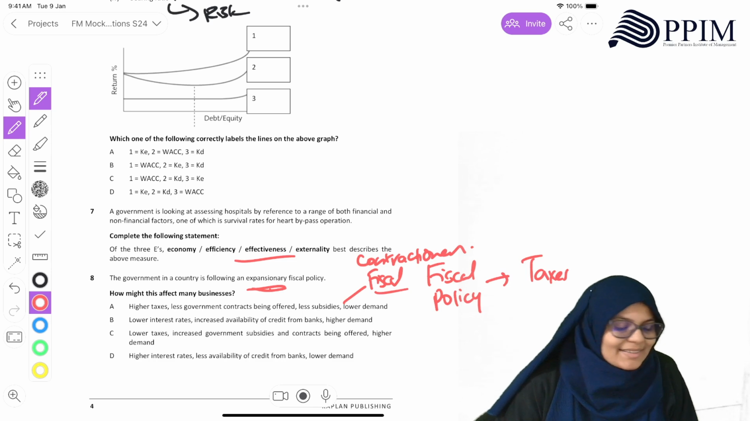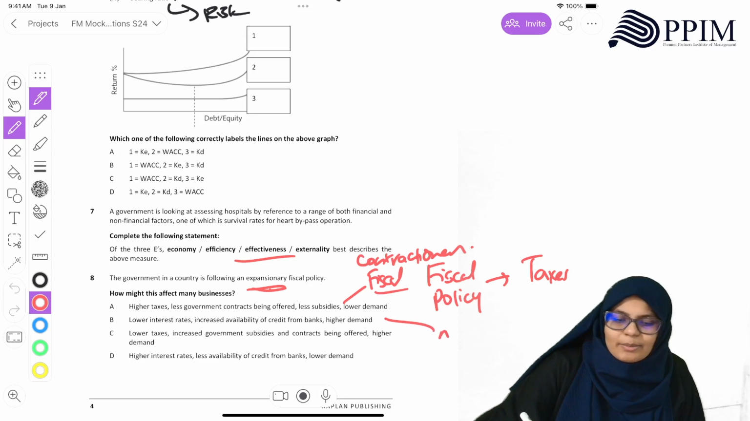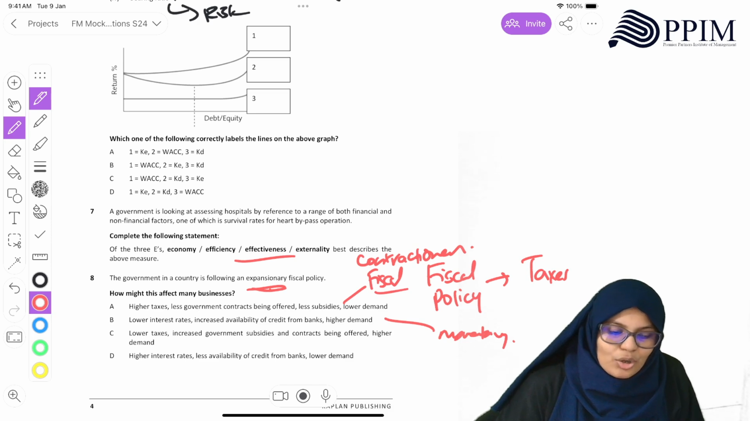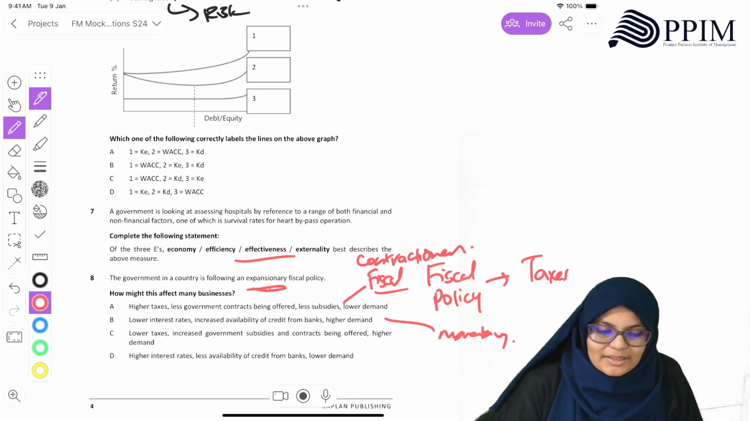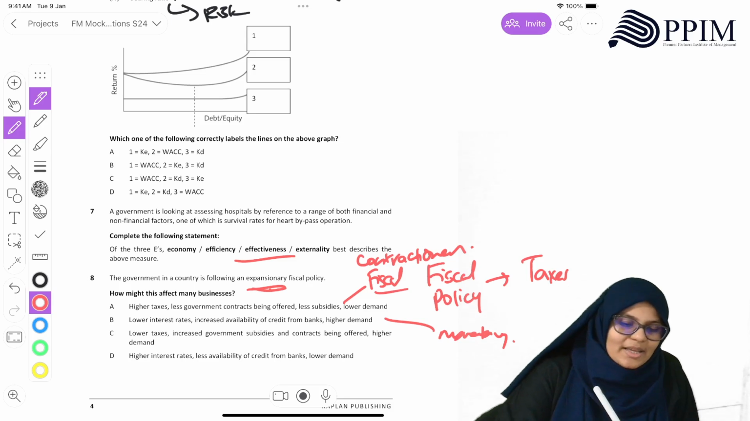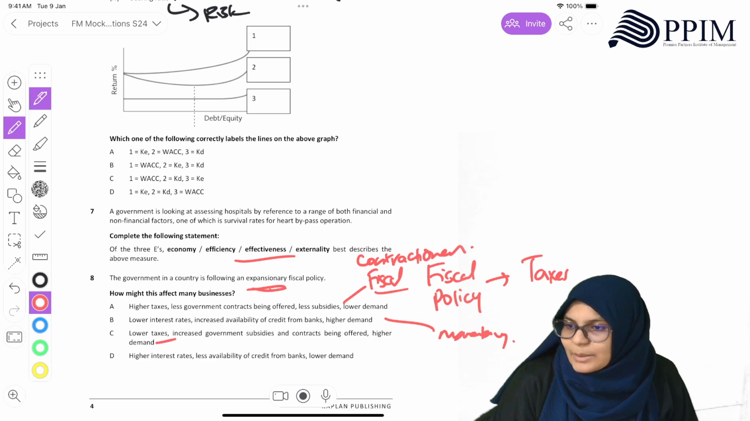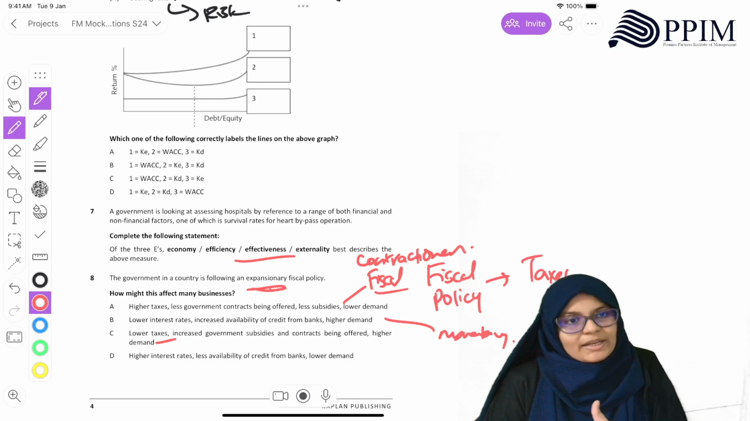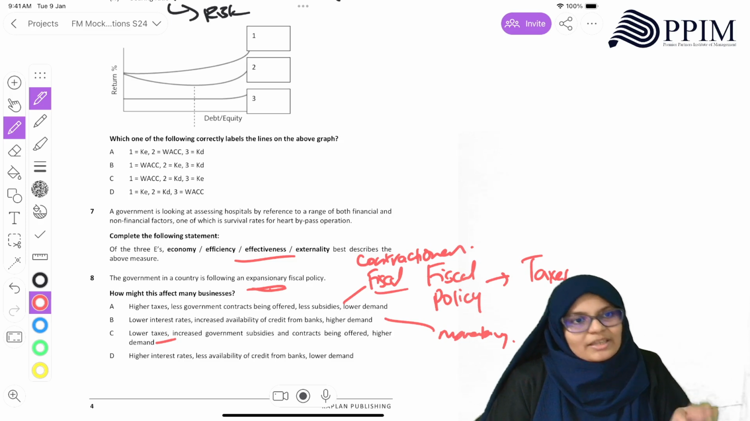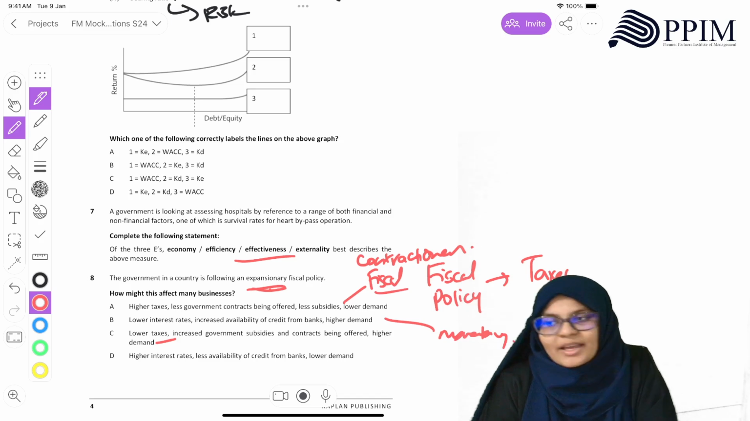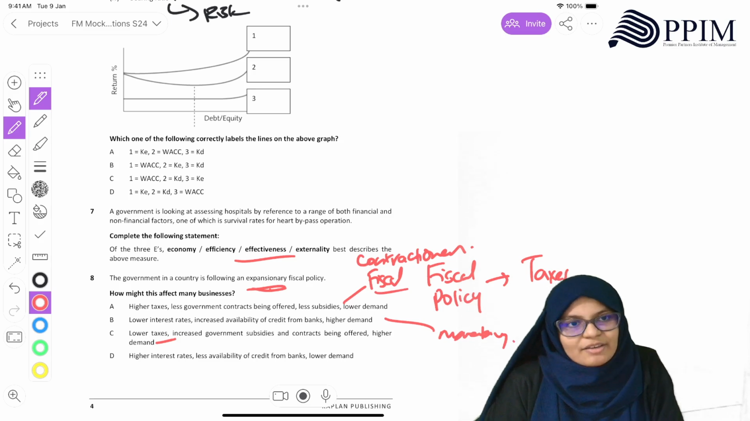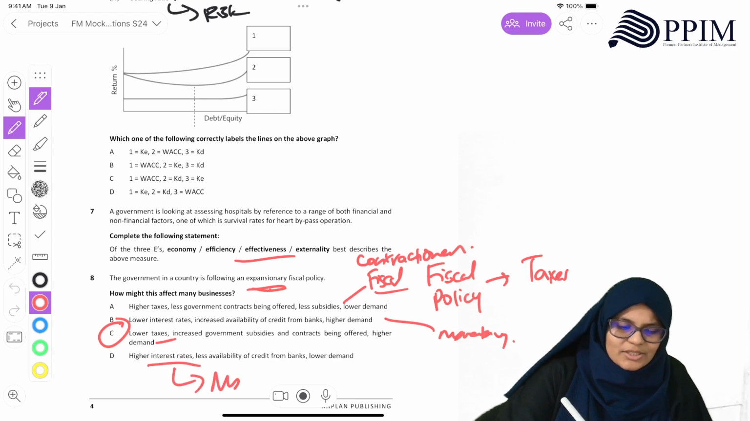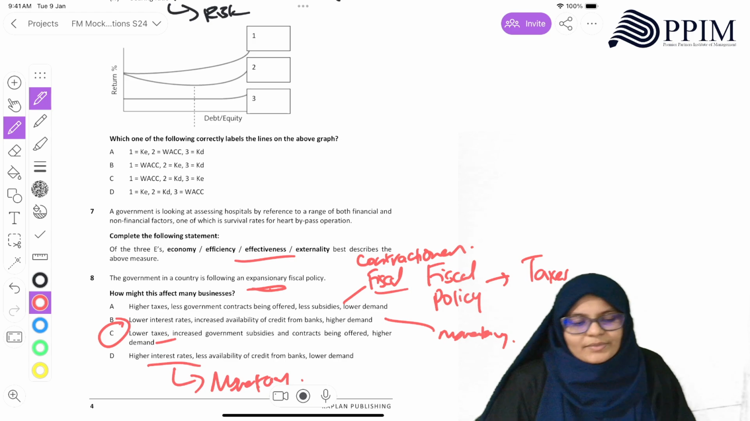B is saying lower interest rate. The moment you see interest rate, we are talking about the monetary policy. So that is definitely out. C is saying lower taxes, increased government subsidies and contracts being offered and a higher demand. So again it has something to do with taxes. So yeah, we are still on fiscal policy. And we are lowering the tax. So what happens? Companies have more disposable income. So at that point they will be able to invest more. They will be able to expand whatever operations they are doing. So this is what we call an expansionary fiscal policy. So that will be the answer. D is again talking about interest rates, which is the monetary policy.